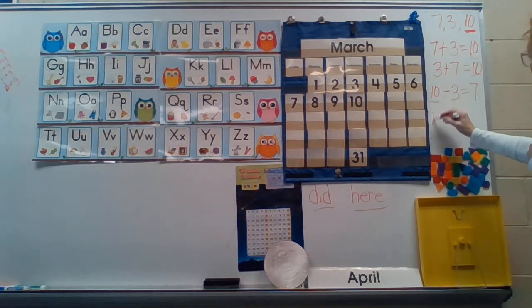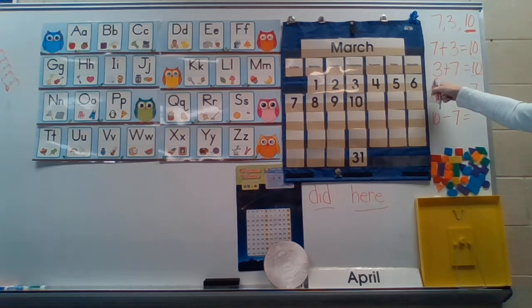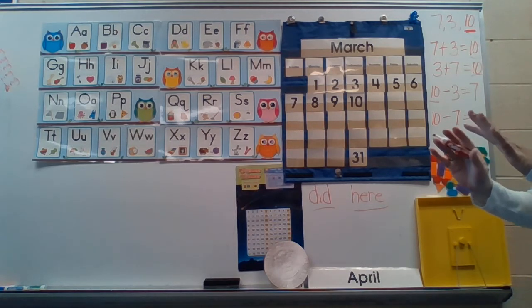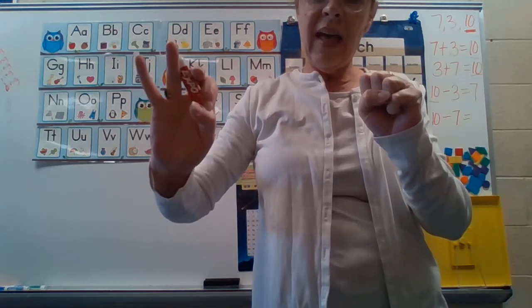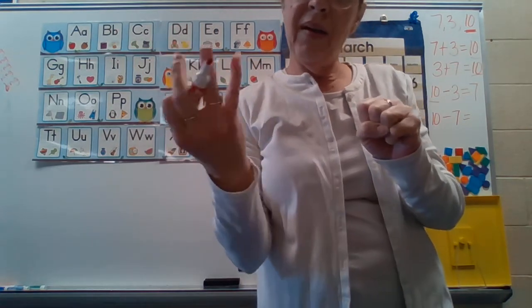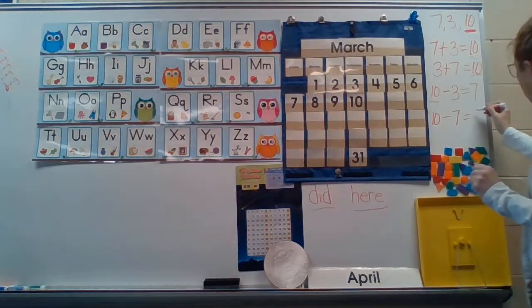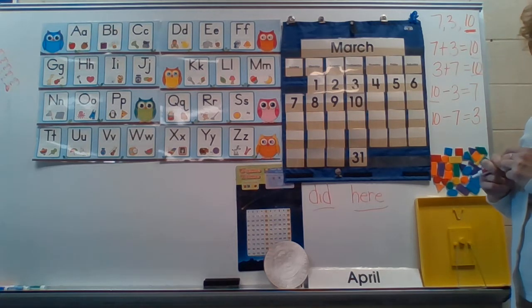So I'm going to use 10 again because I'm going to write another minus. And this time I'm going to use the other part, 7. Then the answer would be the other part, right? I had 10, and I took 7 away, 5, 6, 7. That leaves, my fingers won't all stay up, that leaves 3. That leaves my other part. Okay?